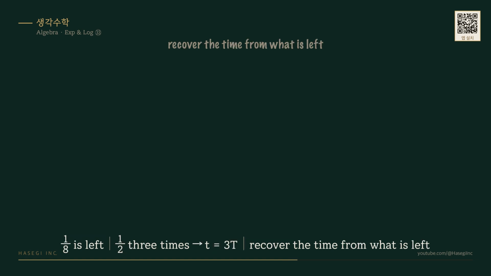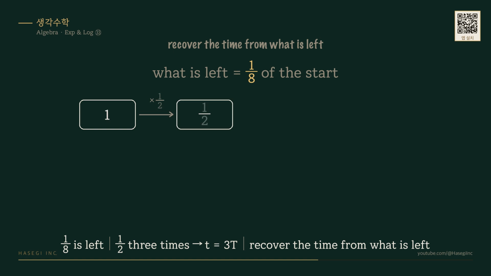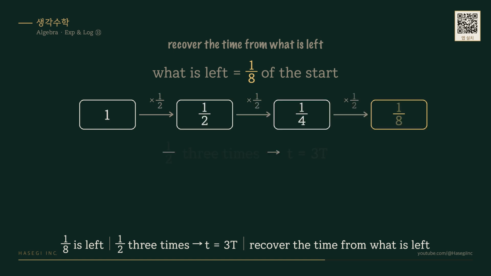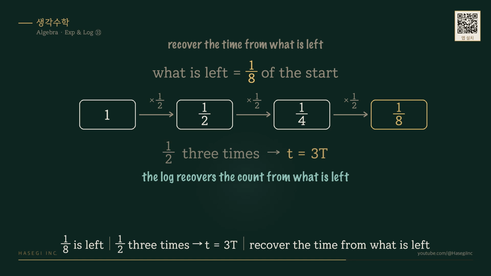Now read it backwards. If 1/8 of the original is left, how many halvings have happened? 1/8 is 1/2 multiplied in 3 times, so 3 halvings, which means 3 half-lives have passed. The tool that recovers that count, and so the time from the amount left, is the logarithm. Radiocarbon dating in archaeology is exactly this calculation.